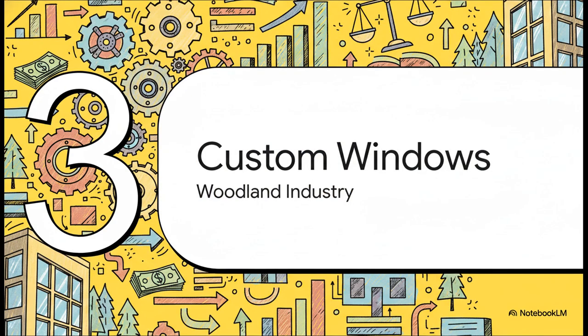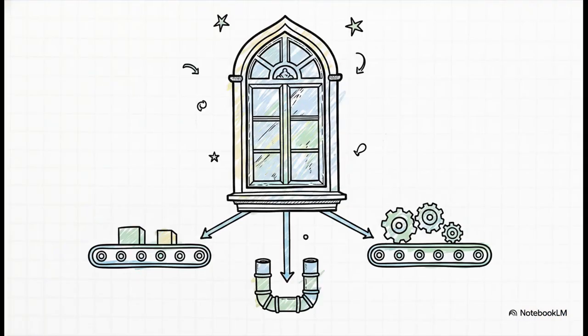Let's scale things up a bit in Section 3 and look at costing custom windows. Based on problem 13.24, Woodland Industry requires a much deeper activity-based costing approach for their custom windows. They produced 3,400 windows in July, and they rely on 3 distinct cost drivers instead of just one. Custom window manufacturing has a lot of moving parts, literally, so a single overhead rate just is not going to cut it here.